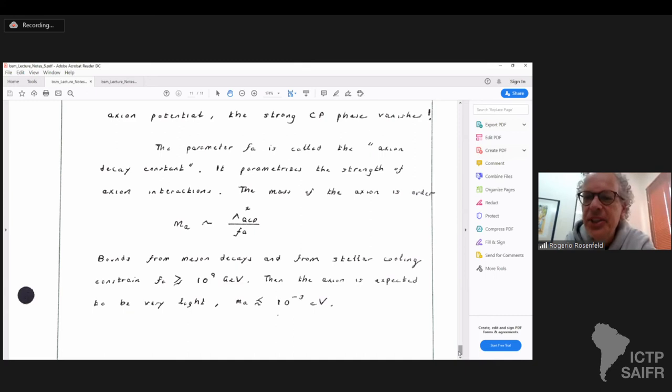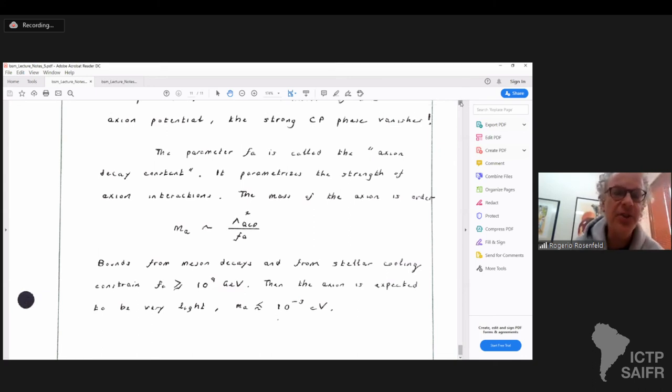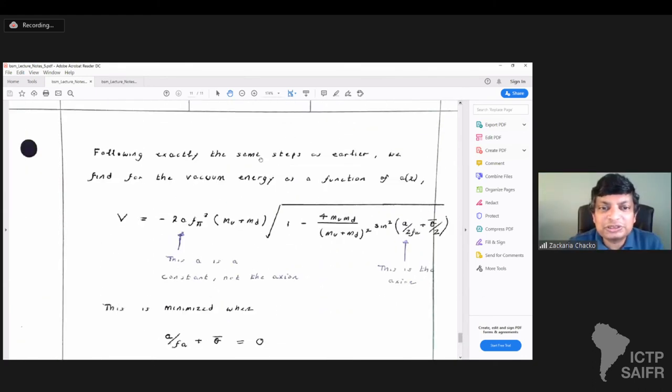How does lambda QCD come into the mass of the axion through the potential, although the potential that they're minimizing does not have lambda QCD? I didn't hear that. So the question is how lambda QCD appears in the expression for the axion mass. Because you see, this F pi is the pion decay constant, which parameterizes the strength of the pion interactions.